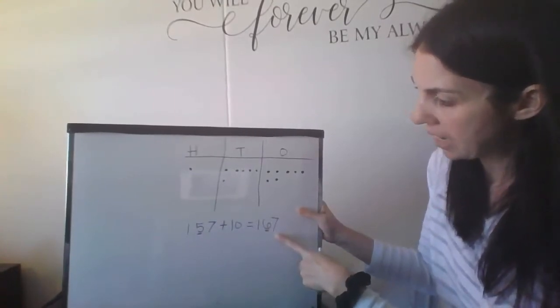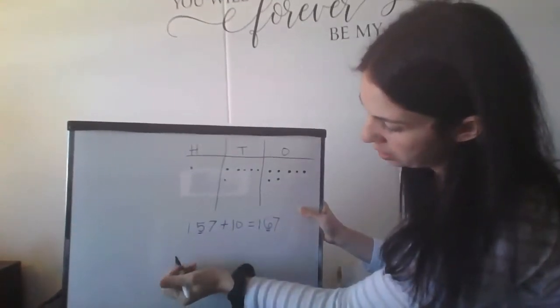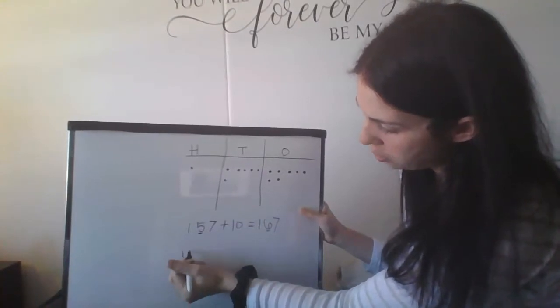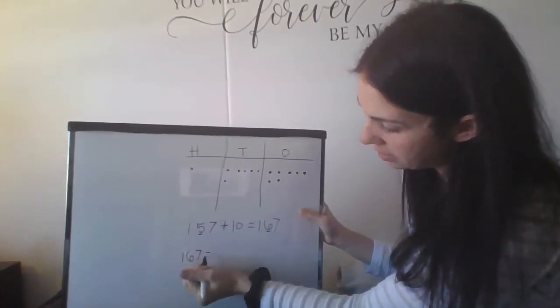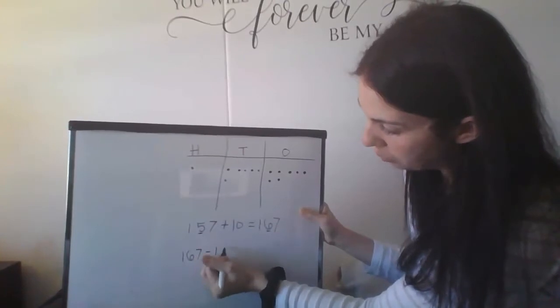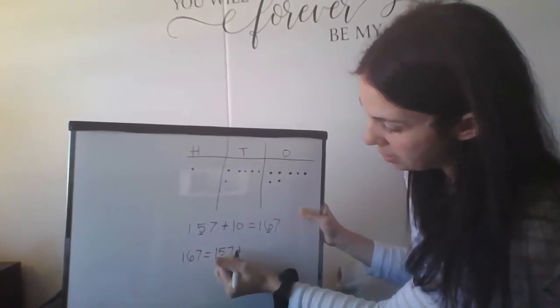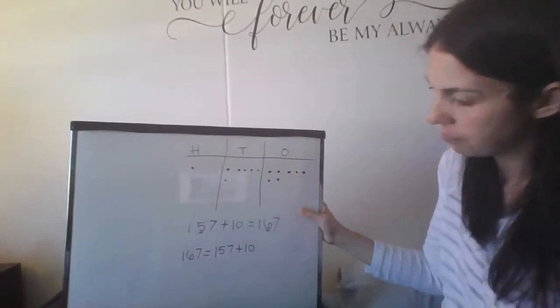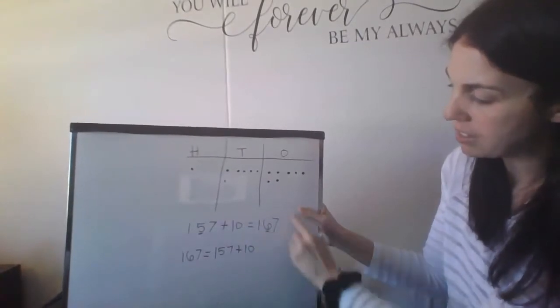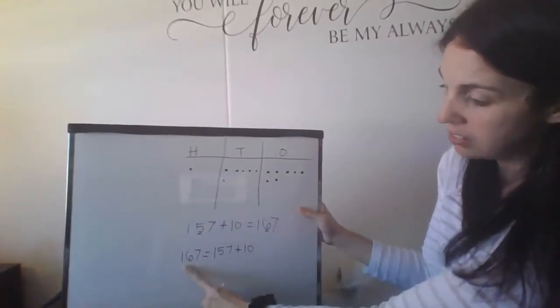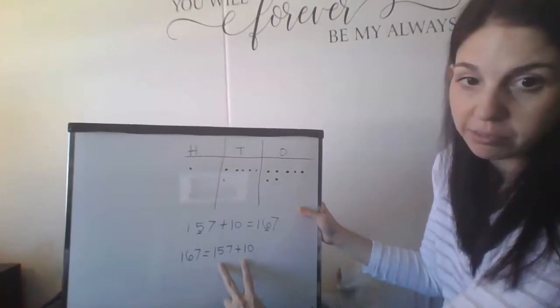I could also say 167 equals 157 plus 10. All I did was switch it around. I still took my whole, and I have my 2 parts here. Okay?